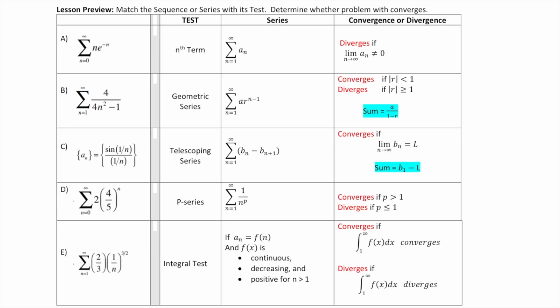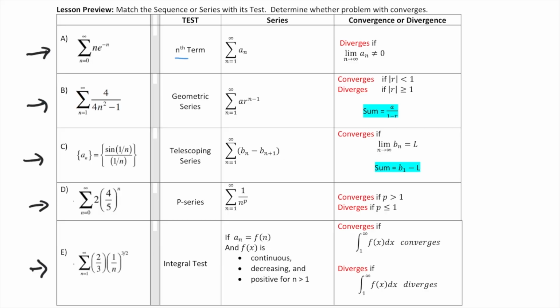For today's lesson, we're going to work on the direct comparison test. Before we begin the lesson, take a look at your lesson preview. 5 different tests have been presented. I want you to match the tests that you should apply to each one of these series or sequences and then determine whether or not they will converge or diverge. Get started.